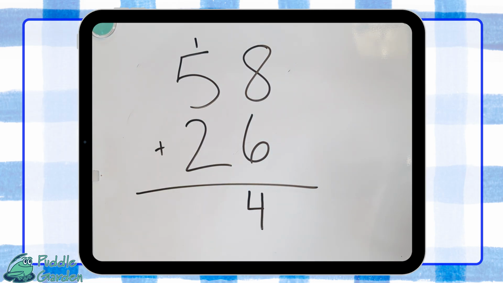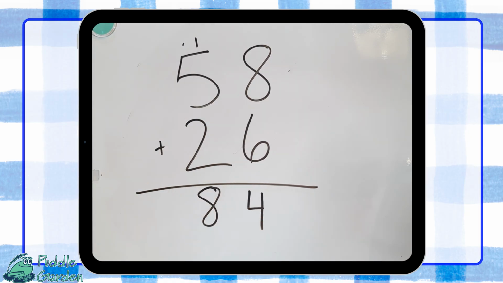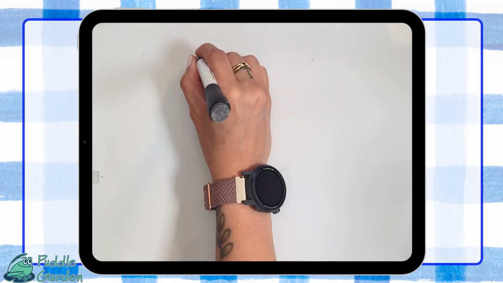Perfect. Now, what is 5 plus 2? That's right, it's 7 plus 1 more. That would be 8 tens. So we have 8 tens, 4 ones, that equals 84. Nice job. Last problem, 69 plus 18.